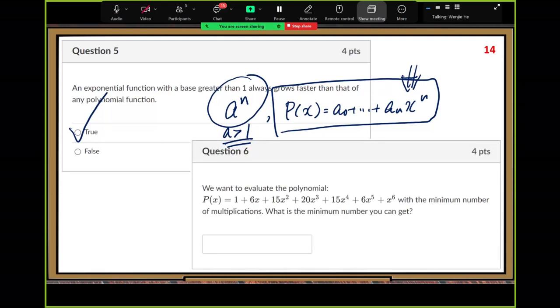So this is number 6. Now, if you are familiar with all the knowledge pieces we need for this question, then it's not hard. Otherwise, for some of the students, if you miss 1 or 2 pieces of the critical knowledge points, then you may not get it. So the answer is 3 multiplications. Let me explain why.